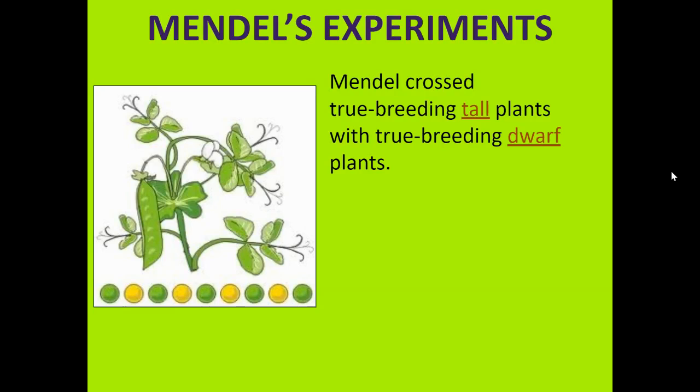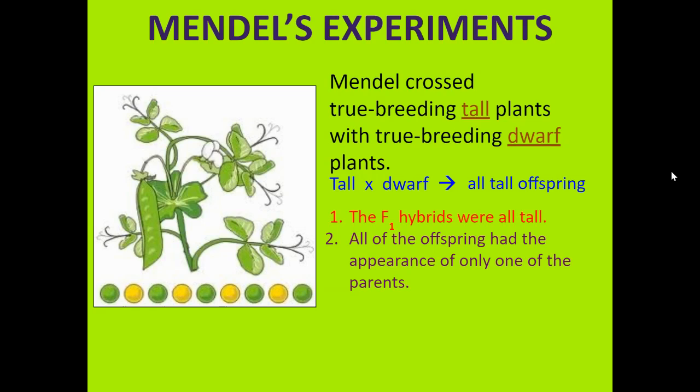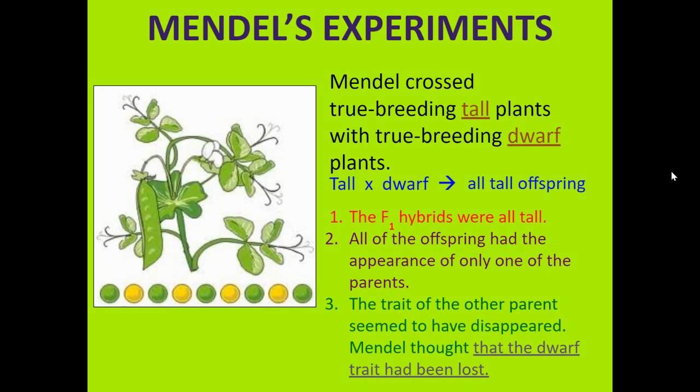So Mendel crossed those true breeding tall plants, meaning they were always producing tall plants, with true breeding dwarf plants. So he took that parent generation and he crossed them. The F1 or first generation hybrids were all tall. All of the offspring had the appearance of only one of the parents, and the trait of the other parent seemed to have disappeared. And so that got Mendel thinking that maybe the dwarf trait had been lost.